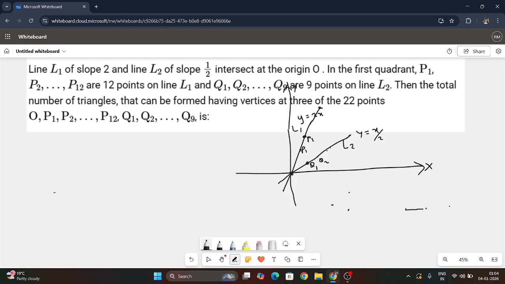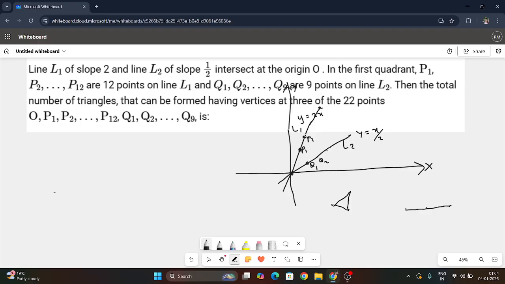With the help of these three we cannot make a triangle, but with the help of these 3 points we can make the triangle. So we have to use this concept here. Keep in mind that these points are linear and these points are linear. So one thing you can do: suppose you have these 2 points. Any 2 points you can choose from the line L1, and any one point you can choose from the line L2.